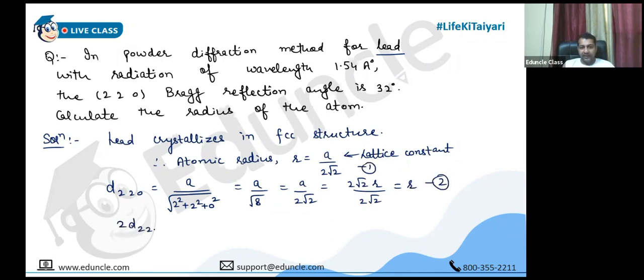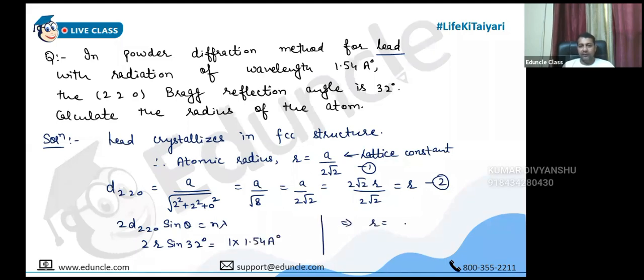Now, according to Bragg's condition, 2d sin theta equals n lambda. So 2R sin 32 degree. Order is not given, so obviously it is first order. So R will be a little bit lesser than 1.54, because if it would have been 30 degree, it is exactly equal to 1.54. Now a little bit less. Please get me this value.